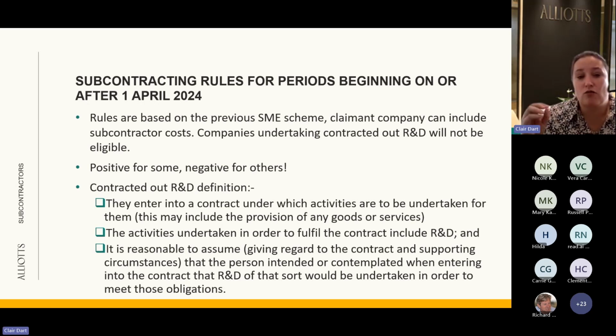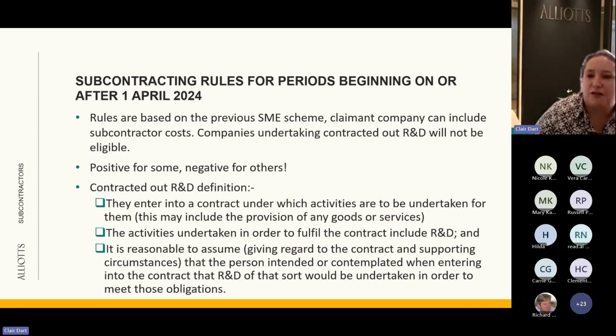Because the rules follow the old SME rules, where companies were claiming under RDEC, they're actually now in a better position because these rules allow them to claim those costs, whereas the old RDEC rules wouldn't make them eligible. However, there's a positive and negative. There's a positive for people who claimed RDEC. For those who are claiming under the SME scheme, there may be some restrictions now on their costs that weren't there before.